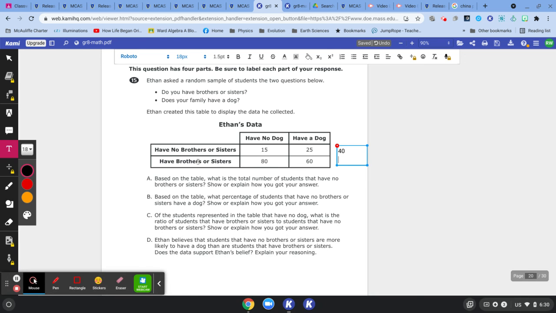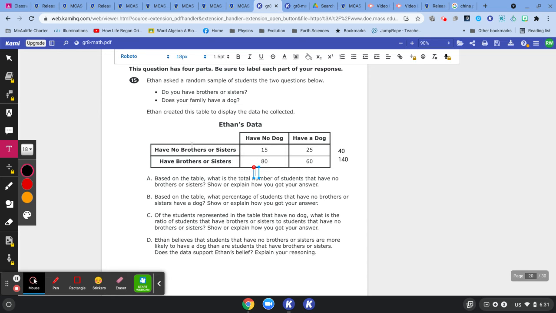So we can also add how many have brothers or sisters. 80 who have no dog, and 60 more who have a dog. So 80 plus 60 is 140. So 140 people who were surveyed who have brothers or sisters.